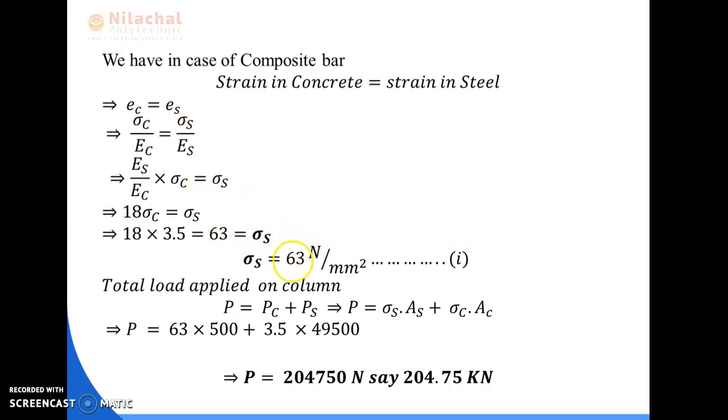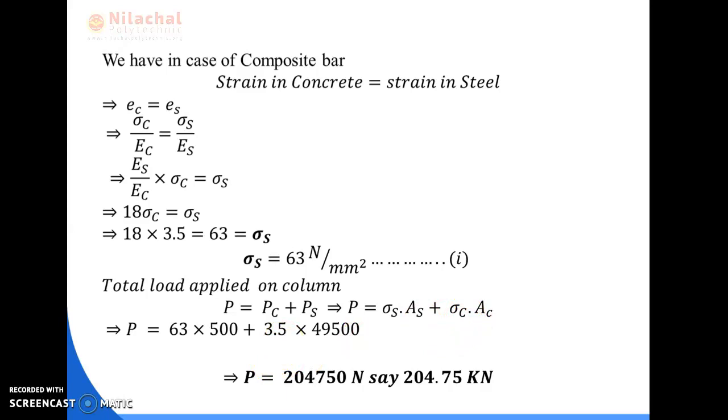The second equation is that total load or safe load is equal to the load shared by concrete and the steel, that is PC plus PS. We can write this load in terms of stress into area. So PC is equal to sigma C into AC and PS is equal to sigma S into AS. So that is 63 into 500 for the steel. For concrete, area is 49,500, sigma C is 3.5.